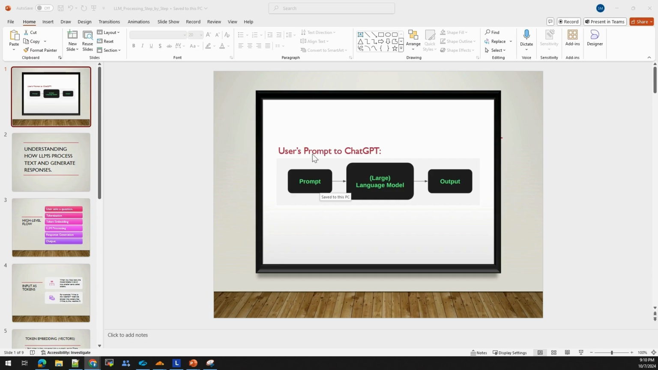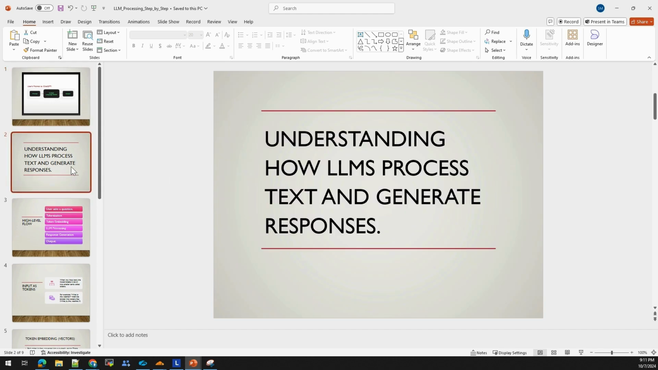Let's say a user is asking a question: what's the weather today? Behind the scenes, the large language model processes it and then provides you output. Today we are going to discuss this particular middle box, the large language model, what really happens inside it, and what are the steps before it provides you a response. So, understanding how LLMs process text and generate responses, and the responses are human-like responses.